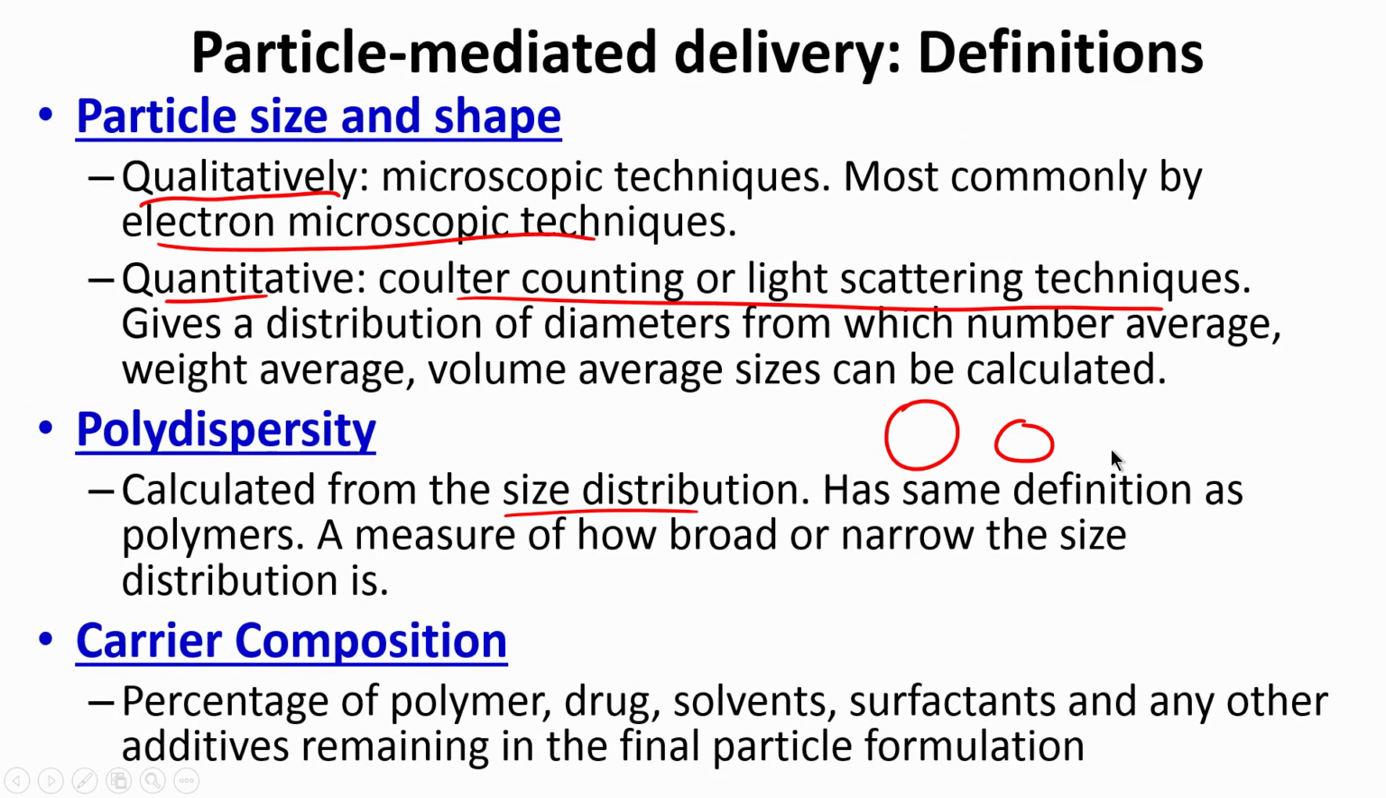And then the carrier composition. First of all, what polymer you are using, and what amount of polymer you are using. How much percentage is polymer, how much percentage is drug, how much percentage is other components like solvents and surfactants if they are there, or any other additives that you are adding. All of that is part of the composition.